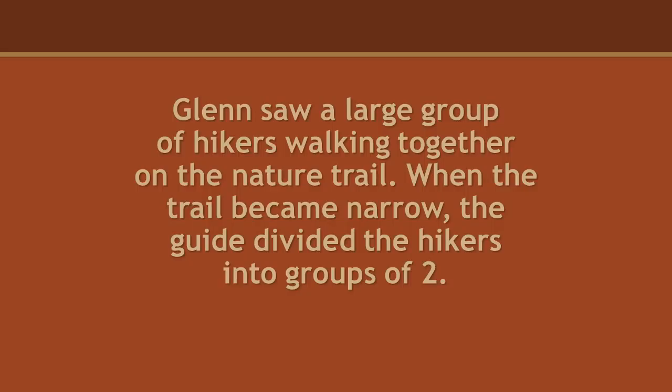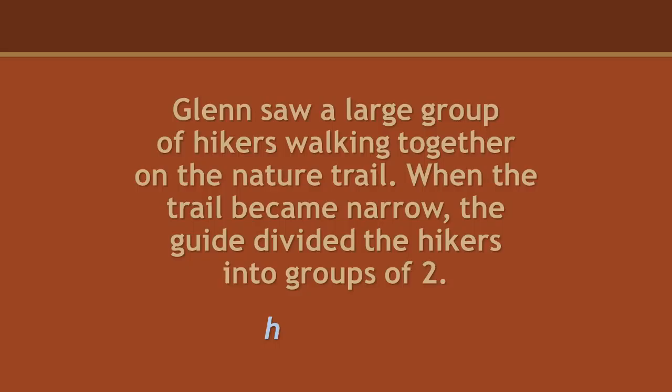So let's go back to this. Glenn saw a large group of hikers walking together on the nature trail. When the trail became narrow, the guide divided the hikers into 2 groups. So the information that we do have is that this group of hikers was divided into 2 groups. But what we don't know is the number of hikers. So instead of putting a number, because we don't have the number of hikers, we're going to use a variable because our number of hikers is unknown. So for the number of hikers, we're going to use the variable h. H is going to represent the number of hikers.